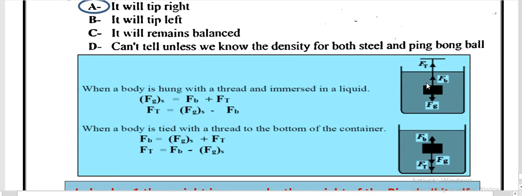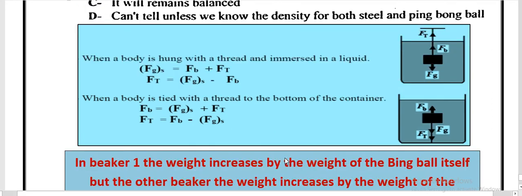So when the ball is submerged in water and it is hanged with a thread, the tension force FT, which is the apparent weight, will equal weight minus Fb, the buoyant force. When the object is tied with a thread to the bottom of the container, the net force or the apparent weight will equal buoyant force minus weight.